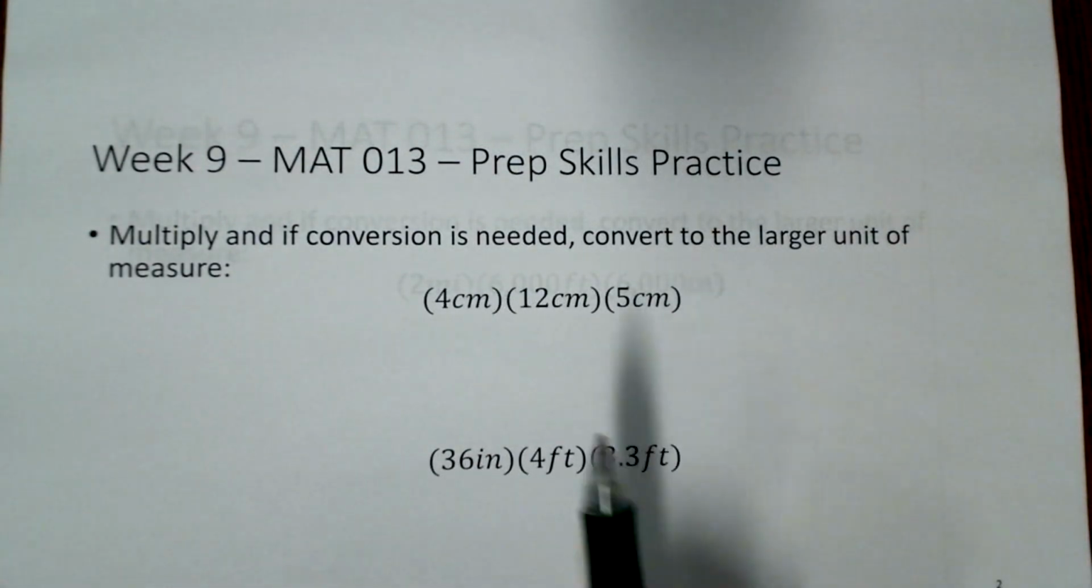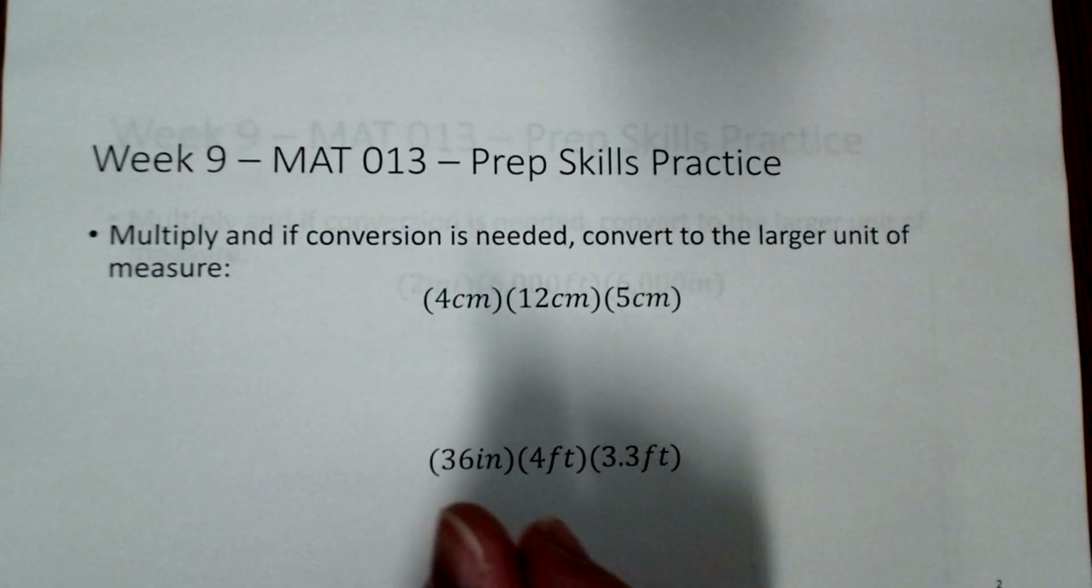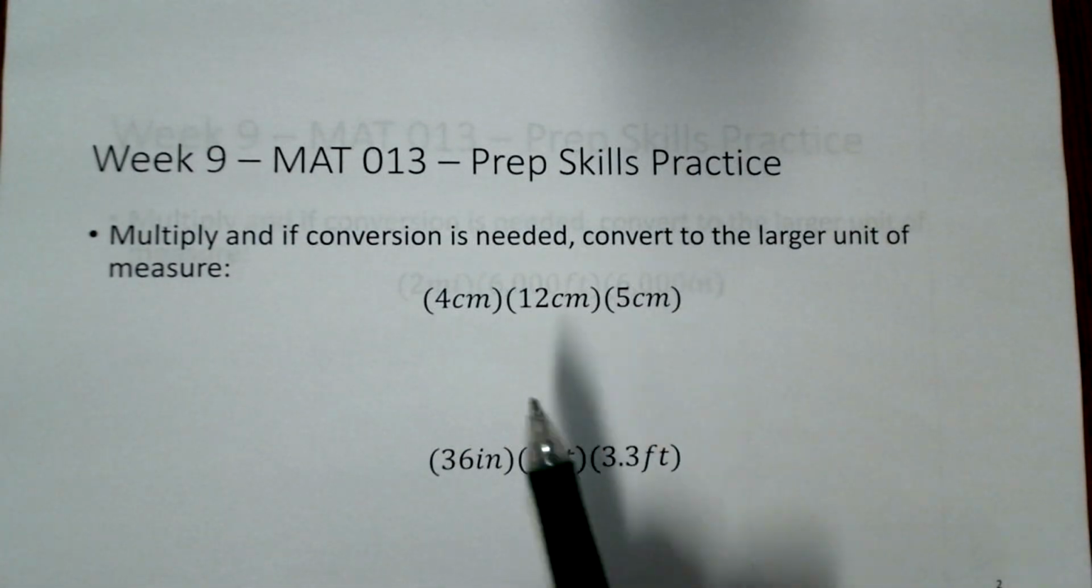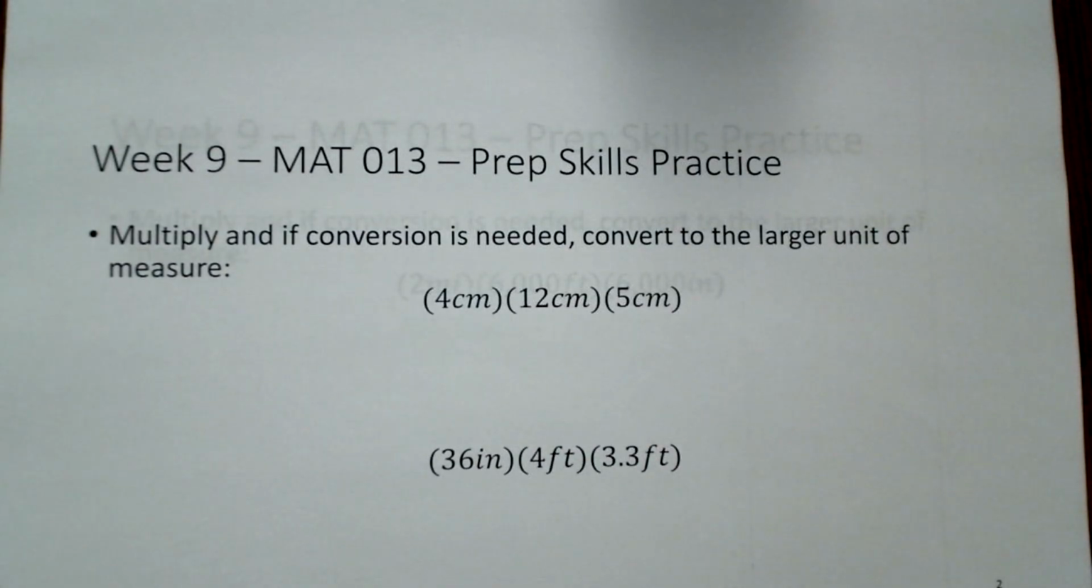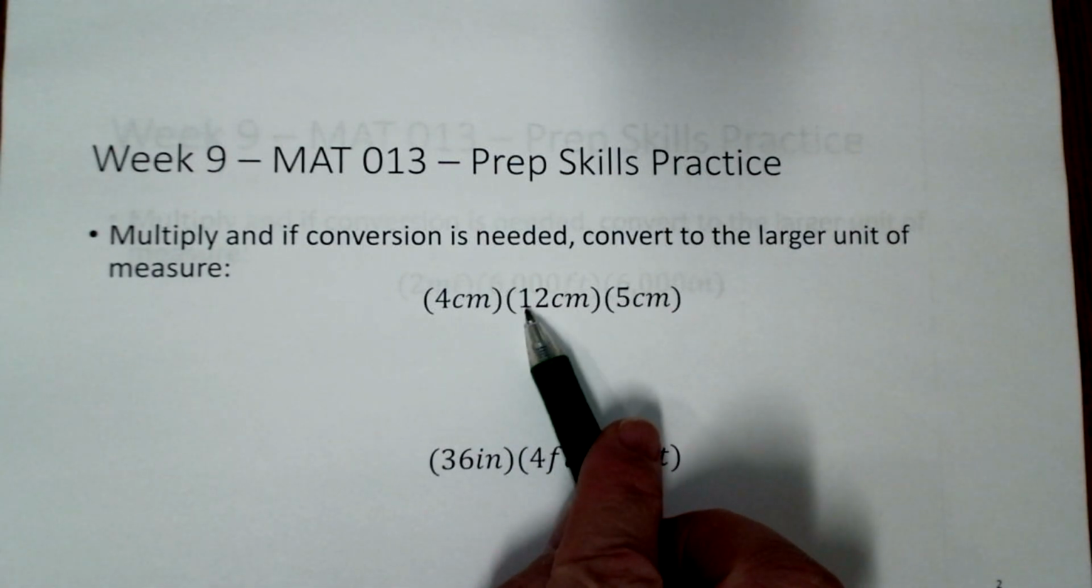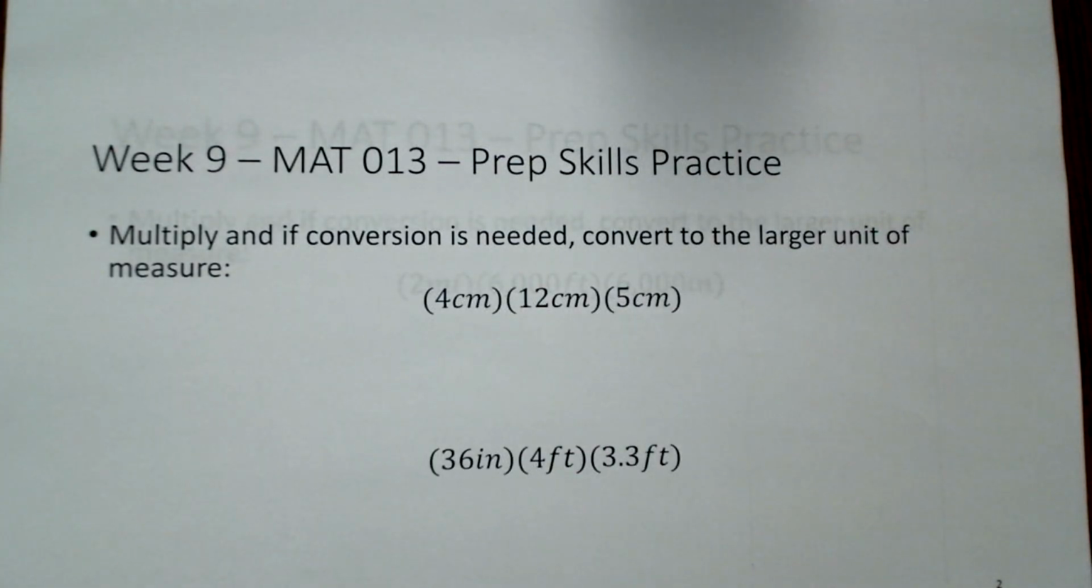So here we've got our first problem. We've got 4 centimeters. A centimeter is about the width of your thumbnail, about a half inch. You go into the doctor's office and they say, you've got a 6 centimeter slash that we need to put some stitches in. That's about 3 inches. That's a bad cut. Okay, 4 centimeters times 12 centimeters times 5 centimeters.